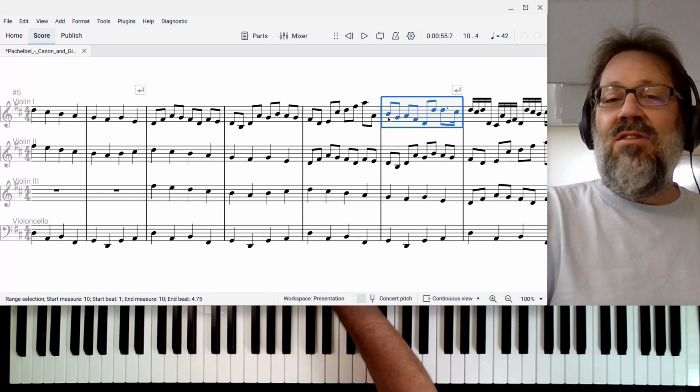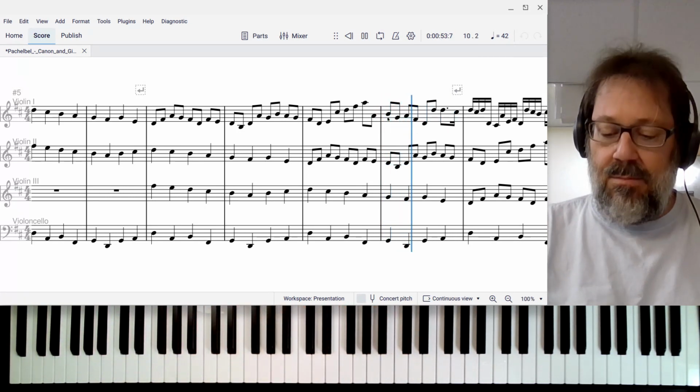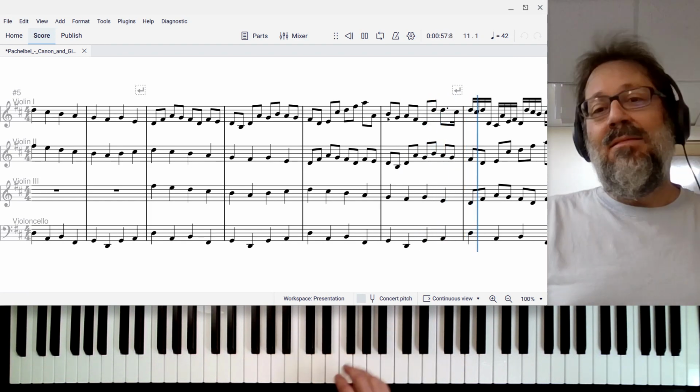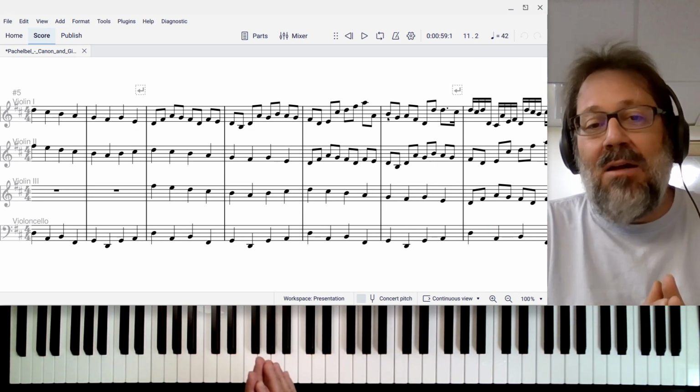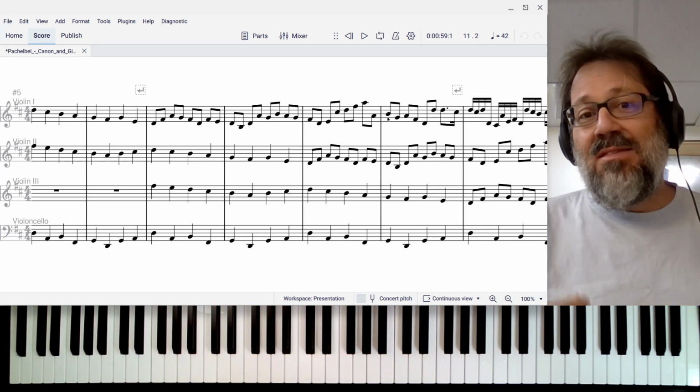So let's just listen to that passage right there. And that's the idea of a suspension and how Pachelbel uses it actually quite often in his famous Canon in D.